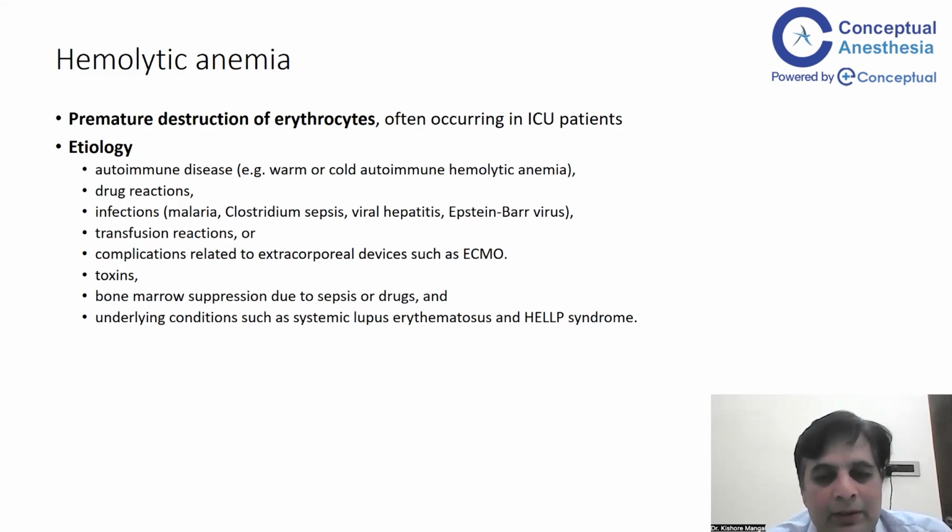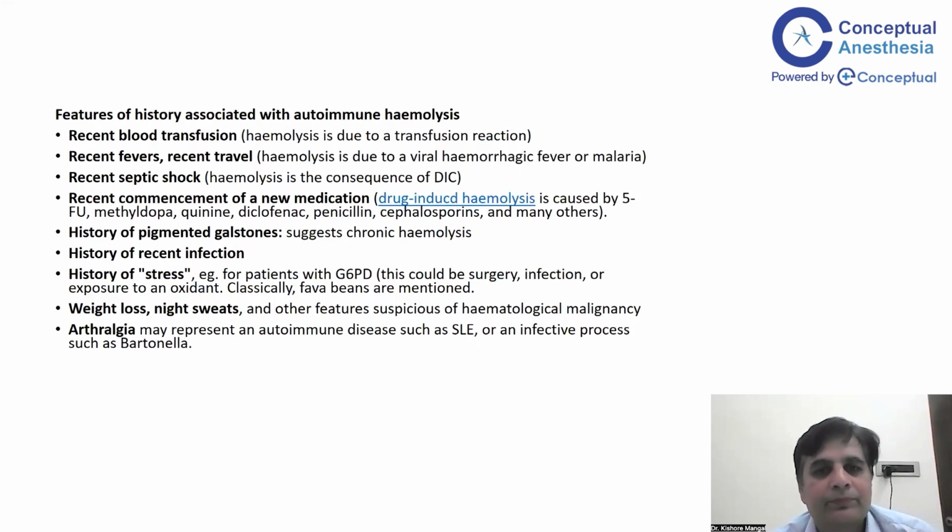Again, a very important thing to remember, because we can get a patient on ECMO in the MCQ, and they may ask why the patient is developing anemia. And there you must remember, hemolysis can be one of the very important reasons for developing anemia in such patients. Then certain toxins, bone marrow suppression due to sepsis, and underlying conditions such as SLE and APLA syndrome, they all can cause hemolytic anemia.